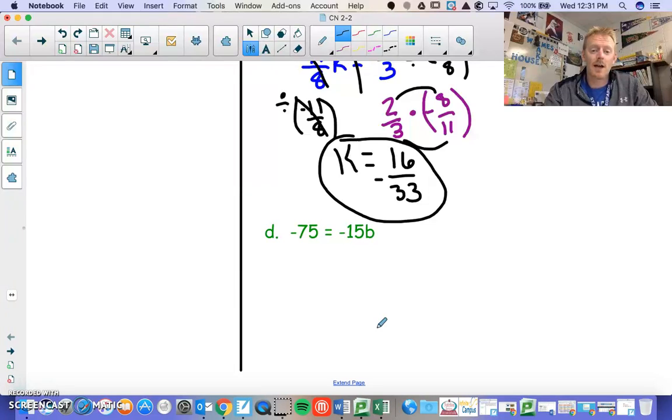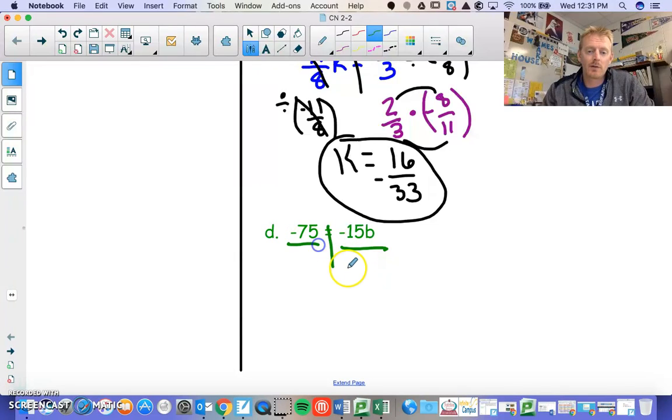All right, last problem that I want to show you, and then we're asking you guys to do a couple on your own, and then we'll check them tomorrow when you show up to class. All right, so we're going to draw that line again, same process. We have the variable on the right side this time. So what's happening to the variable is that we are multiplying by a negative 15. So we're going to undo the multiplying by dividing.